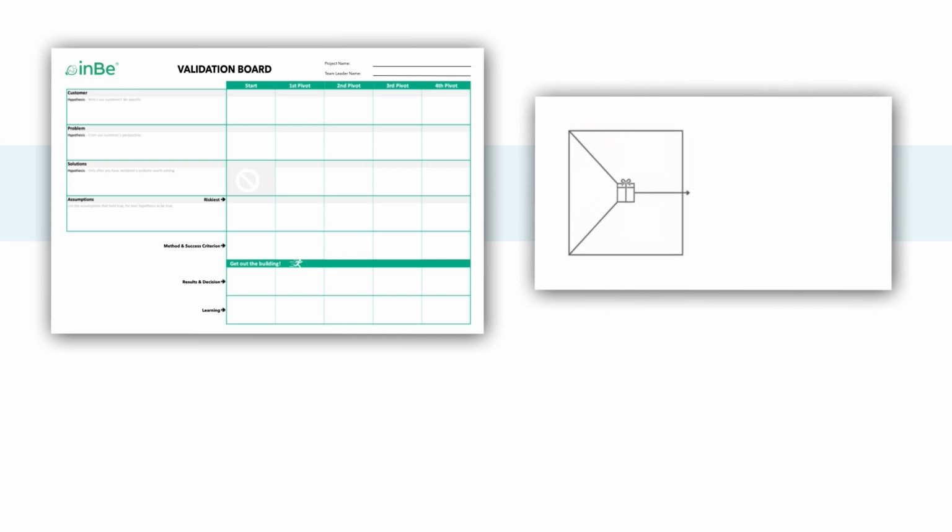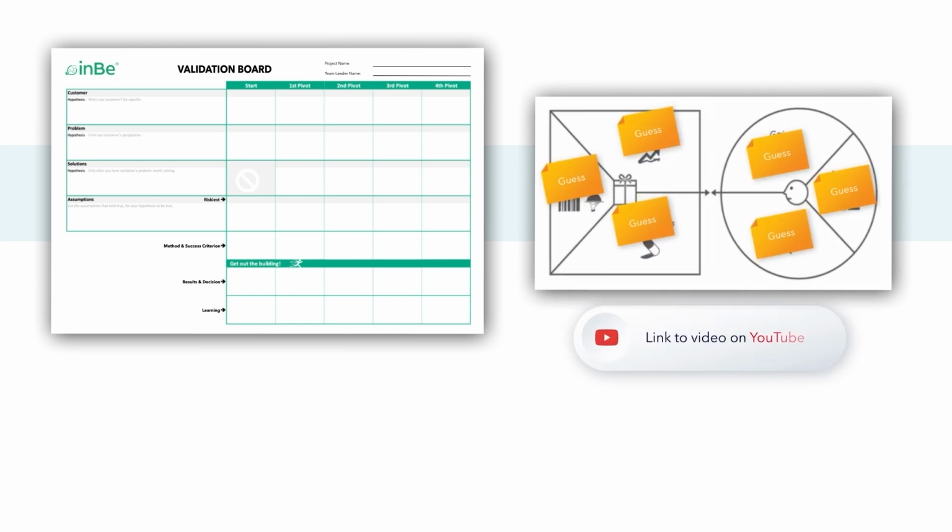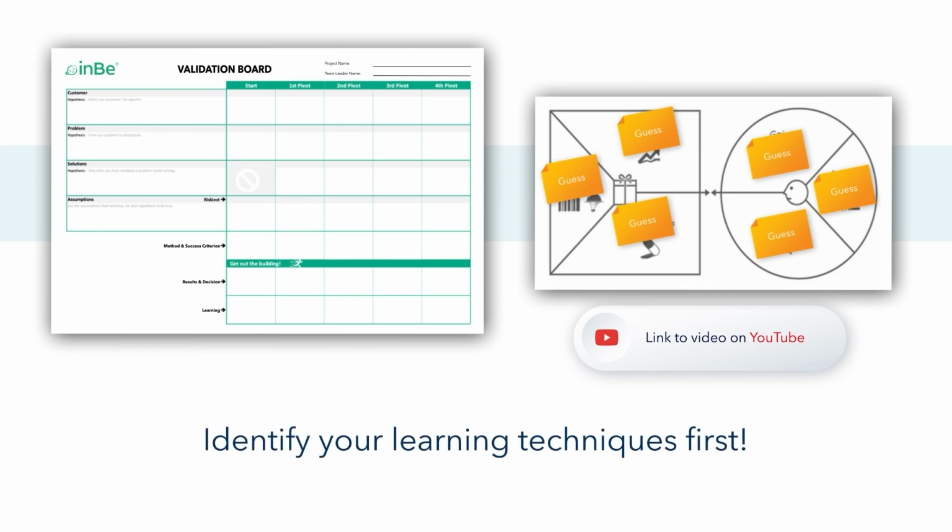Another interesting tool is the Value Proposition Canvas from Strategyzer. Use the link below to watch their YouTube video on how to use it. Identifying the learning techniques first enables you to start with the right questions and problems. Rather than taking multiple stops to get to your destination, you can get a lot of your answers early.